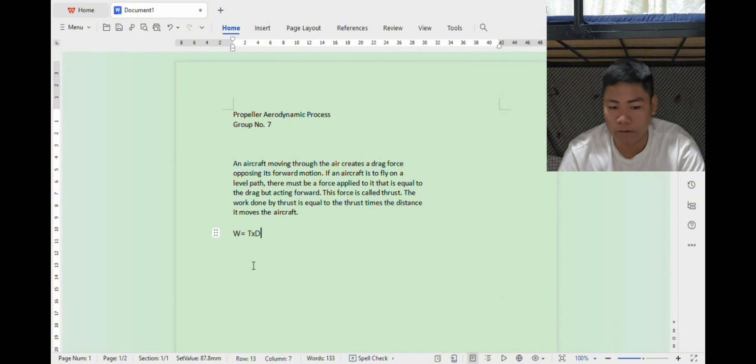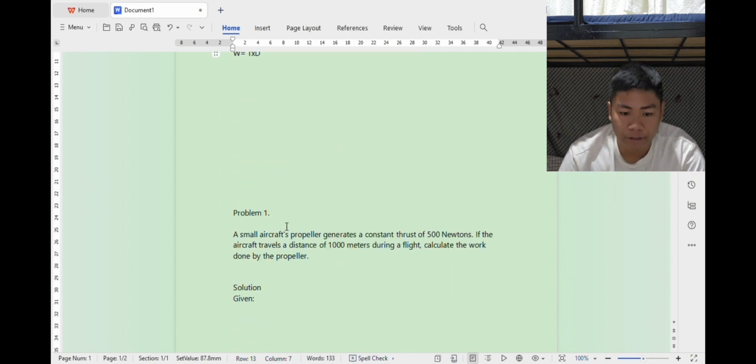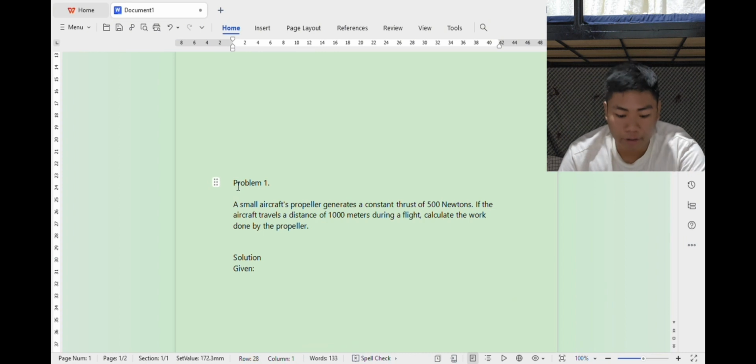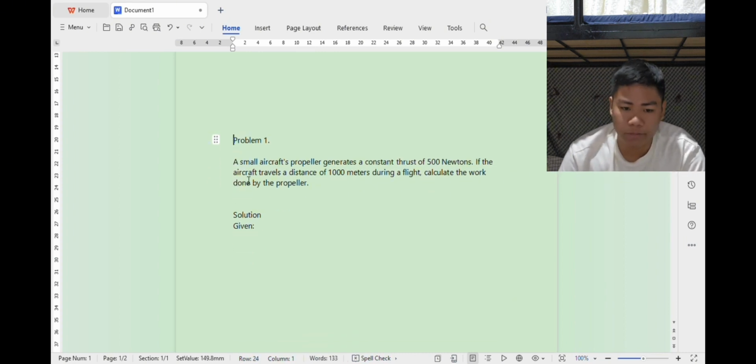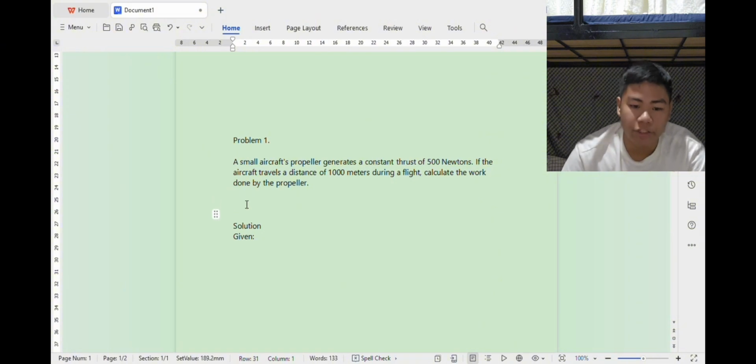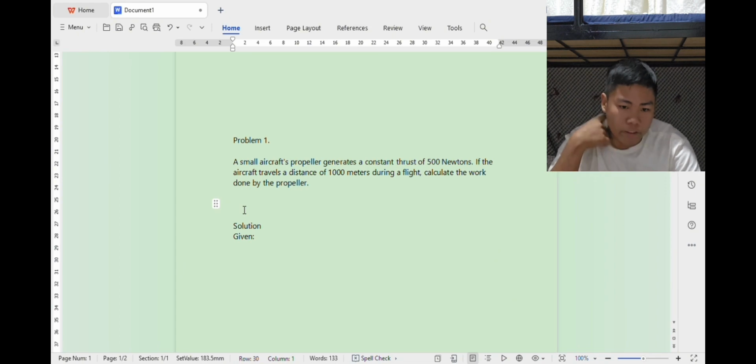It's simple to calculate the work of the propeller. To give you more idea, I have here a problem. I prepared 2 problems. The calculations are simple, like high school, even elementary.